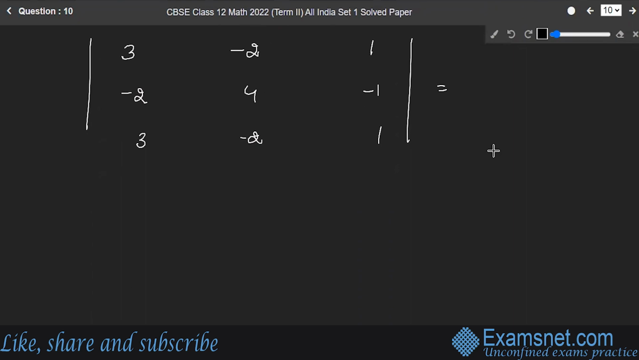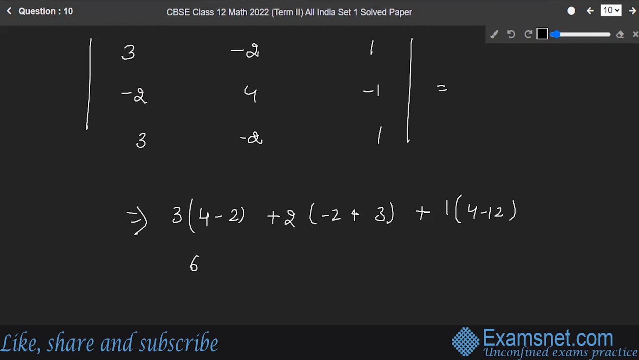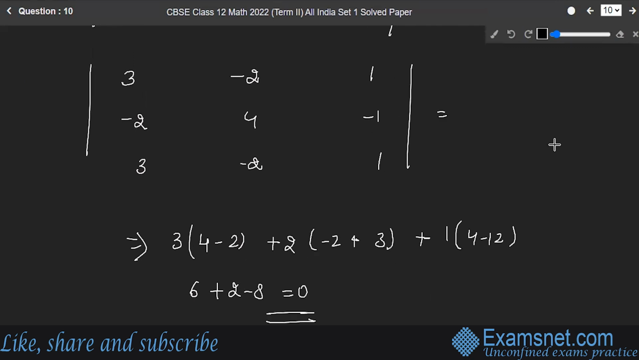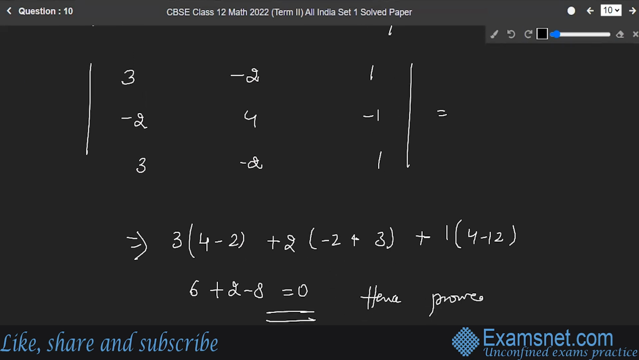Okay. Now let's solve what will come out to be the determinant for this matrix. This will be 3(4 minus 2) plus 2(2 minus 2) plus 3 plus 1(4 minus 12). There is 6 plus 2 minus 8. And this is equal to 0, which proves that these two lines are coplanar. Right? Hence proved. Hope you understood that. Let's move to the next question.